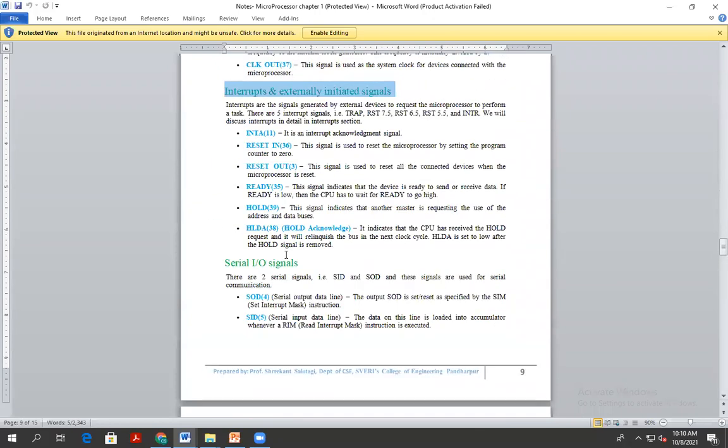Pin numbers 4 and 5, we call them the serial input and output signals. That is serial output data and serial input data. So there are two types here, SID and SOD, serial input data and serial output data. The serial output data is used for pin number 4, which is used for the output. Serial output data is set or reset as specified by the serial input memory.